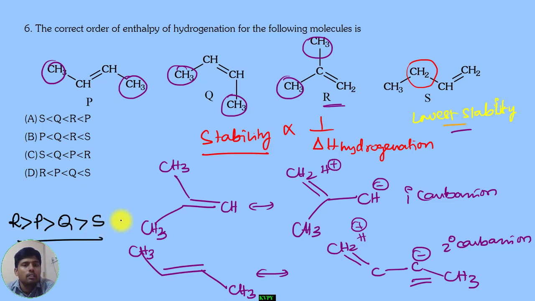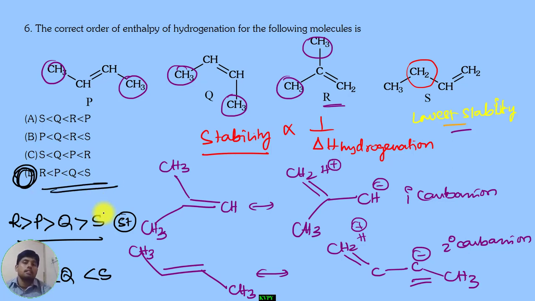So this is stability. If this is stability order, opposite will be order of enthalpy of hydrogenation. So highest energy will be liberated by S, then Q, then P, and minimum will be R because it is most stable. So it is option B which is the correct answer here. It was very conceptual and very deep question. Let us move on to next question.